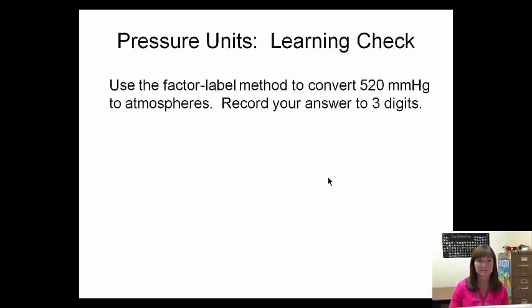So here's a learning check for partial pressure units. Use the factor label method to convert 520 millimeters of mercury into atmospheres, and I want you to record your answer to 3 digits. So I'm going to get my pen.